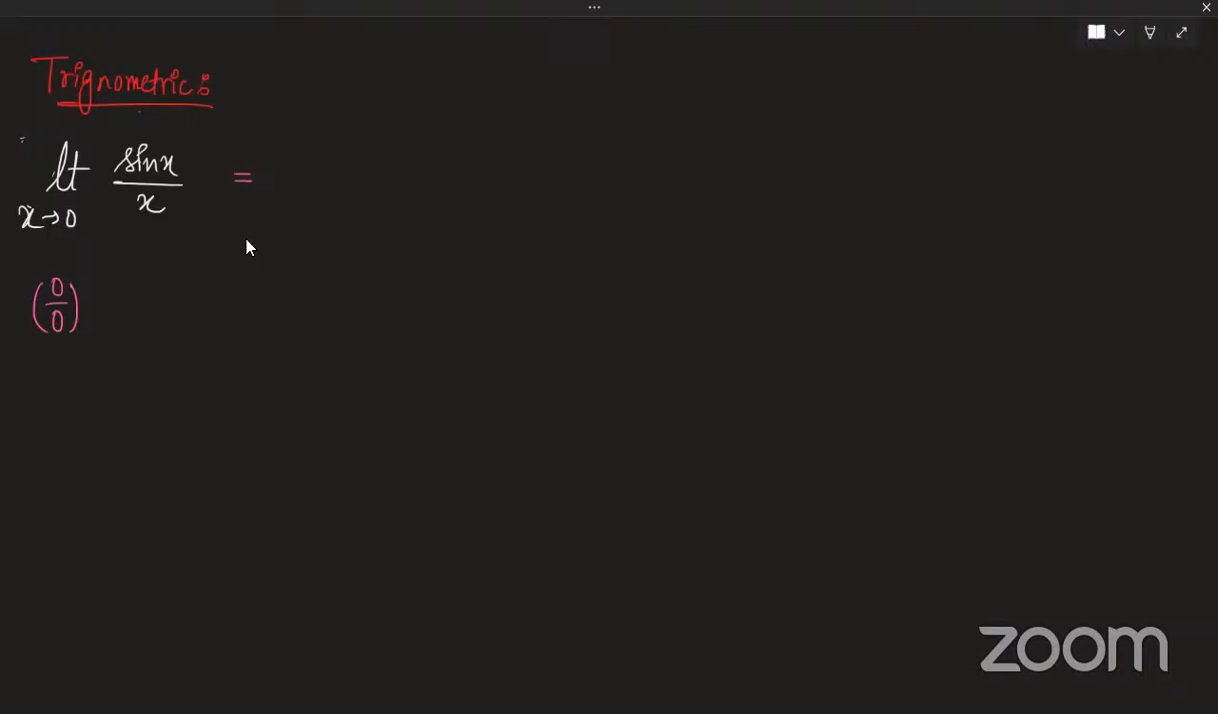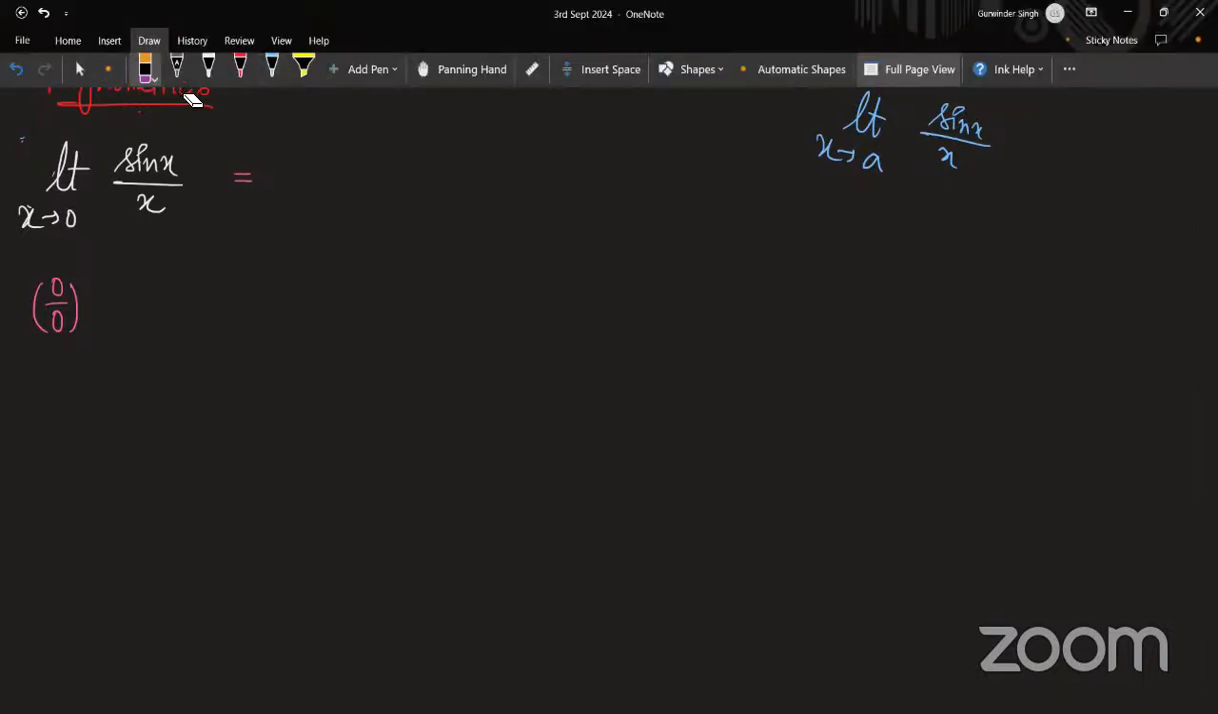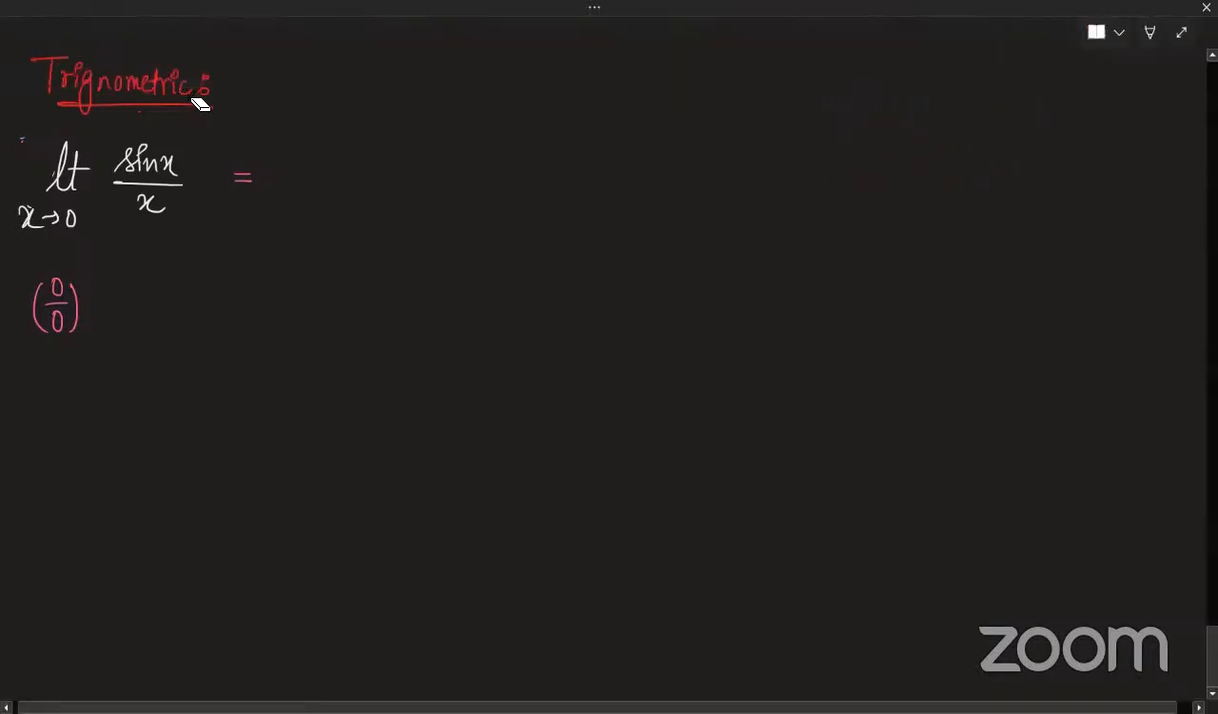If x is tending to a, can you just tell me the formula again? The limit of sin x by x as x tends to 0 is equal to 1, sir. No, this is not equal to 1 when x tends to a. Okay, x tends to 0.